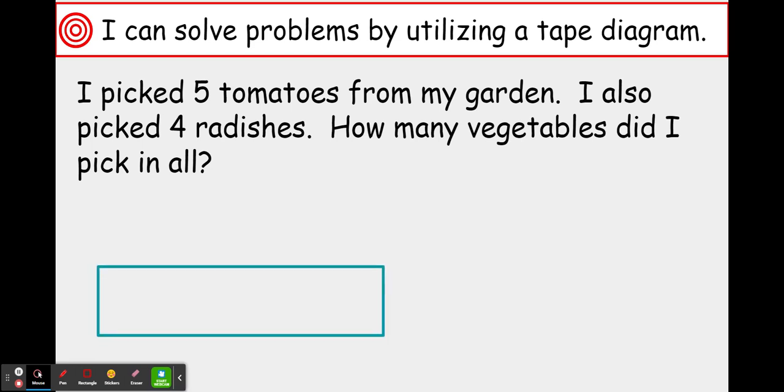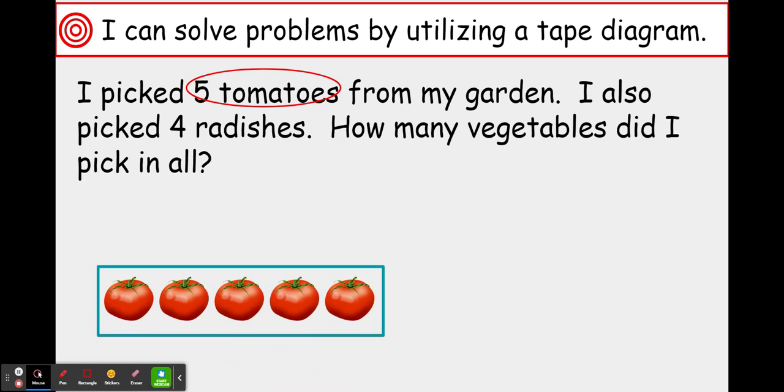I picked 5 tomatoes, and the tape diagram basically is the shape of a rectangle. So I picked 5 tomatoes. I draw my rectangle. I'm circling the 5 because that's the number I'm working with. And then I'm going to draw 5 tomatoes. You can use X's, you can use O's, anything to represent the number 5.